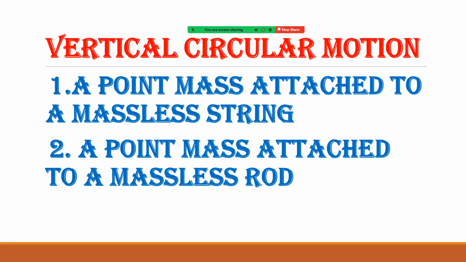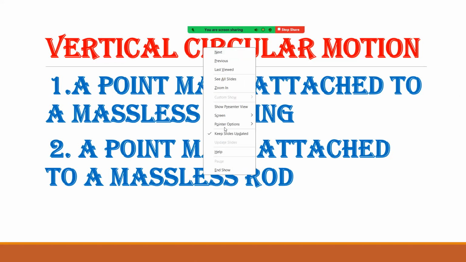Right. Now see the next one. What we have discussed first is a point mass attached to a massless string. Next is a point mass attached to a massless rod, which is also a very simple one. See where the change comes between string and rod. For a string, tension must be always zero when it slacks. But coming to a rod, there is no question of the rod becoming slack.